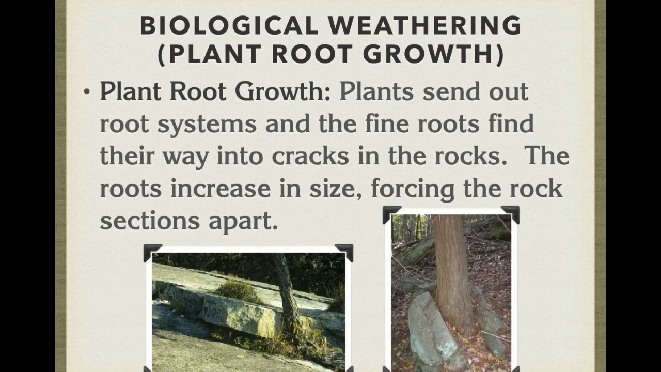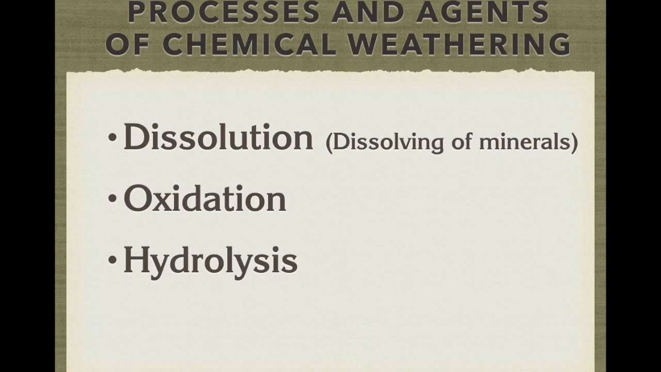Then we have biological weathering, bio meaning life. So these are living things breaking apart rock. Three types of chemical weathering are dissolution, which is the dissolving of minerals, and then we have oxidation and hydrolysis. Now, oxidation has the prefix oxy in it. That comes from the word oxygen. And hydro, think of water. So we're going to tie those in.